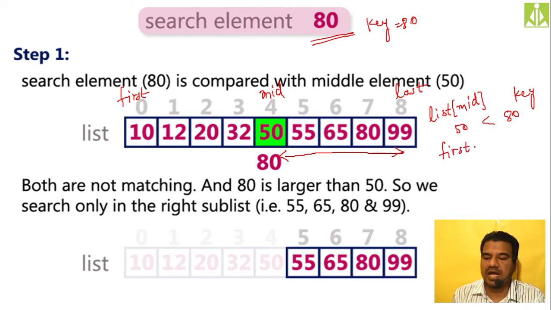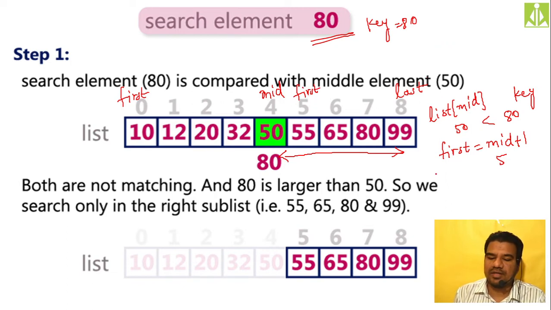Shift the first and make first as mid plus 1. When we are shifting last, we say last equals mid minus 1. But when we have to shift first, you make first equals mid plus 1. So mid value is 4, plus 1, so our new first will become 5. Now first will come over here.